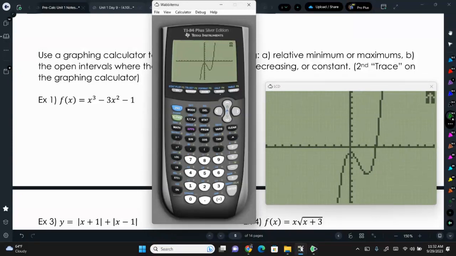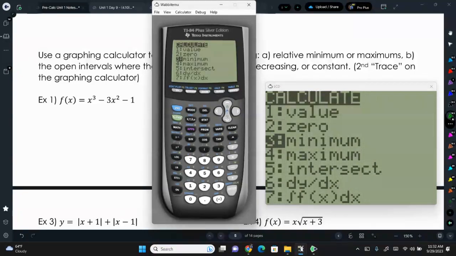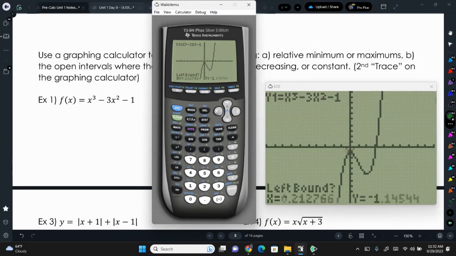So we do our second trace that we did last year. For finding a minimum, we go to minimum. If we want to find a maximum, we go to maximum. So we go to the left bound, hit enter. Go to the right bound, hit enter. So this right here, negative 1.454 e to the negative 6, that's really close to 0. So what we're going to do is we're going to call that 0, negative 1.